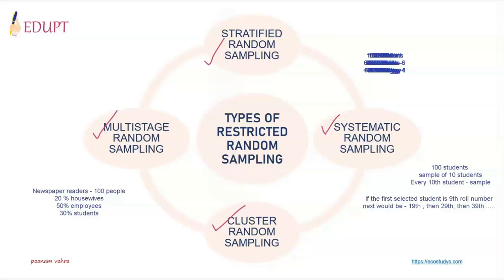This is an extension of the cluster sample which is carried out in multiple stages, say 2, 3 or 4 stages. Continuing with the same example, newspaper readers can be from a state or a particular district or a particular city or a particular colony. So sample is collected in different stages.